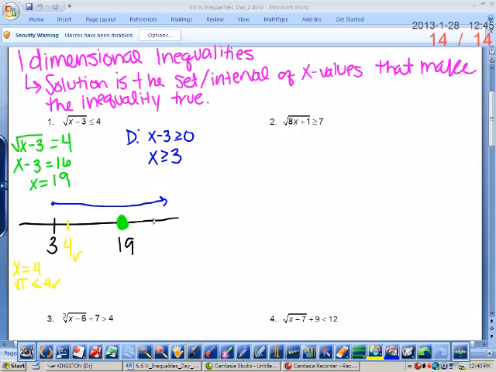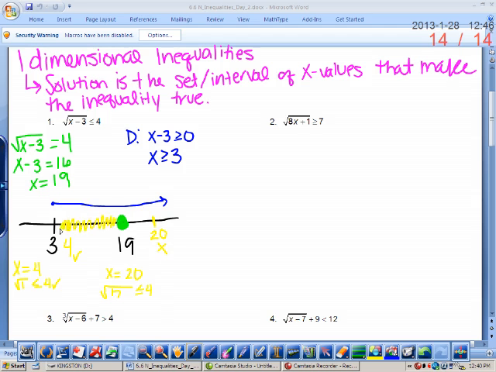Okay, now test a number bigger than 19. What do you want to try? 20, 23. Any of those will work. Let's try 20. So I have the square root of 20 minus 3, which is 17. And I want to know if that's less than or equal to 4. Well, the square root of 17 has to be bigger than what number? Has to be bigger than 4 because the square root of 16 is 4. So a number bigger than 4 can't be less than 4. It doesn't matter if you know exactly what it is. You just got to be able to approximate it. So 20 doesn't work. So I'm shading less than 19.